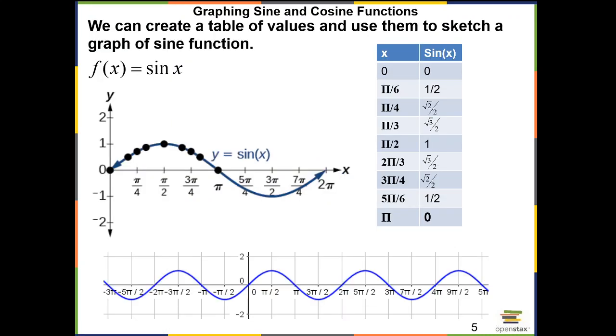So that's the graph of one cycle of the sine function. And here's a chart. You can make a chart and graph it, right? So this is 0, 0, and you can do pi over 6, pi over 4, pi over 3, pi over 2, 2 pi over 3, 3 pi over 4, and so forth to 2 pi.